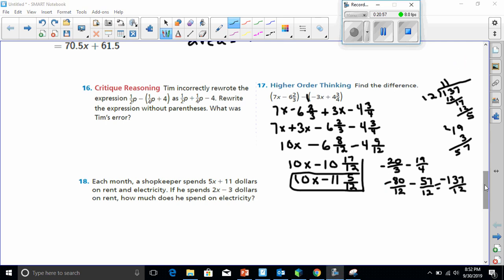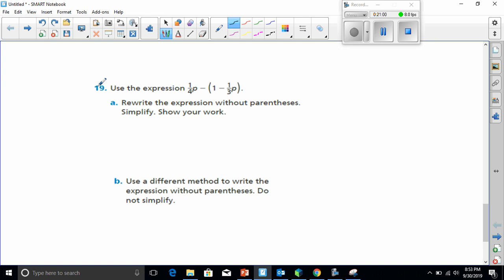Next we're going to number 19. Use the expression 1/4 p minus 1 minus 1/3 p. Write the expression without parentheses, and then simplify your work. If I do this without parentheses, it would be 1/4 p. I have to multiply this -1 to everything. So -1 times +1 will give me -1, and -1 times a -1/3 p will give me a +1/3 p.